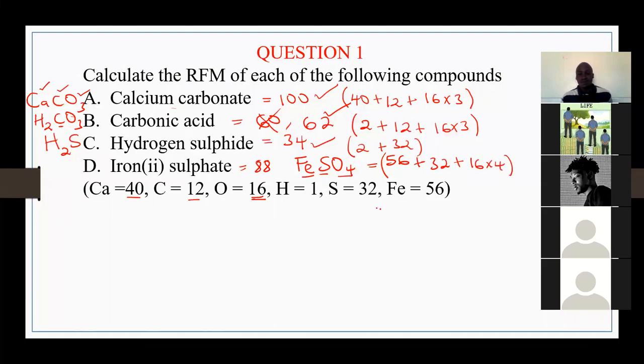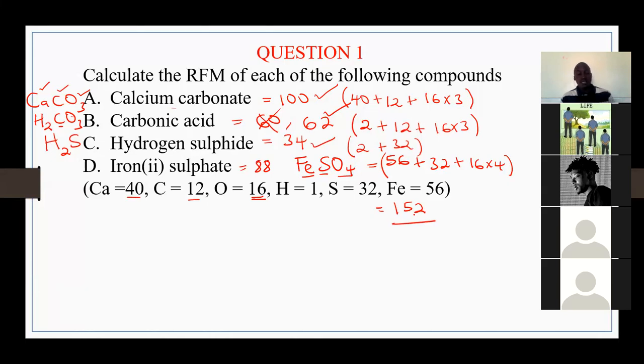What do we get? 56 plus 32. 152. 152, yes. So at least now we know how to calculate the relative formula mass of any given compound.